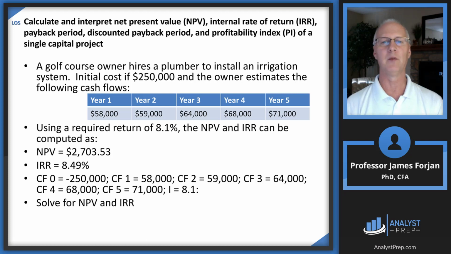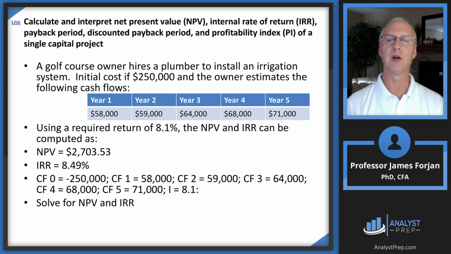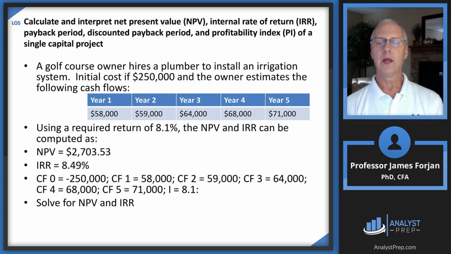Of course, I'm being silly there, but nevertheless, you should get the point that over time, our golf course quality is going to improve. So it's reasonable to expect higher cash flows in the future. Now, let's suppose that the required return is 8.1%. We can go ahead and use our cash flow button on our calculator to compute NPV and IRR. And this is how easy it is. I'll let you guys pause the video to make certain that you can come up with an NPV of 2703 and an IRR of 8.49.